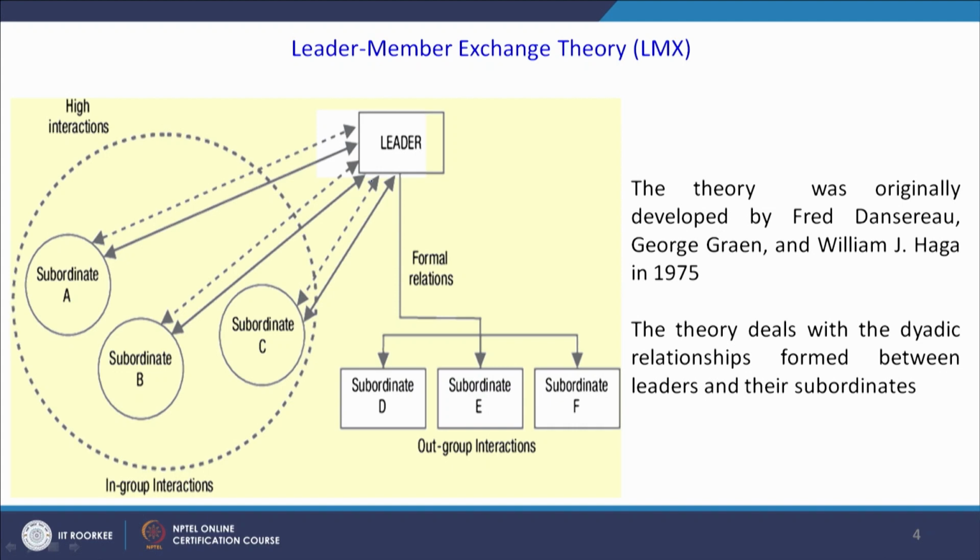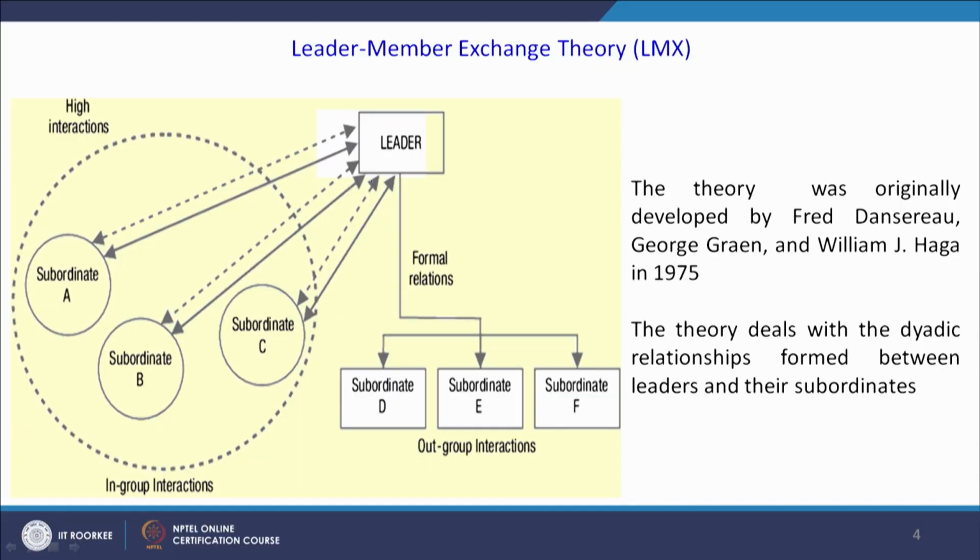So, this is the leader member exchange theory diagram, where it is very clear that the leader shares trust and has strong belief in some members of the organization, and they form the in-group. That means subordinates A, B and C form the in-group with the leader, where the interaction is very high, whereas subordinates D, E and F are the members of the out-group with whom the leader is maintaining only the formal relationship, only the working relationship. So, this is how leader member exchange theory has been developed based on in-group and out-group.